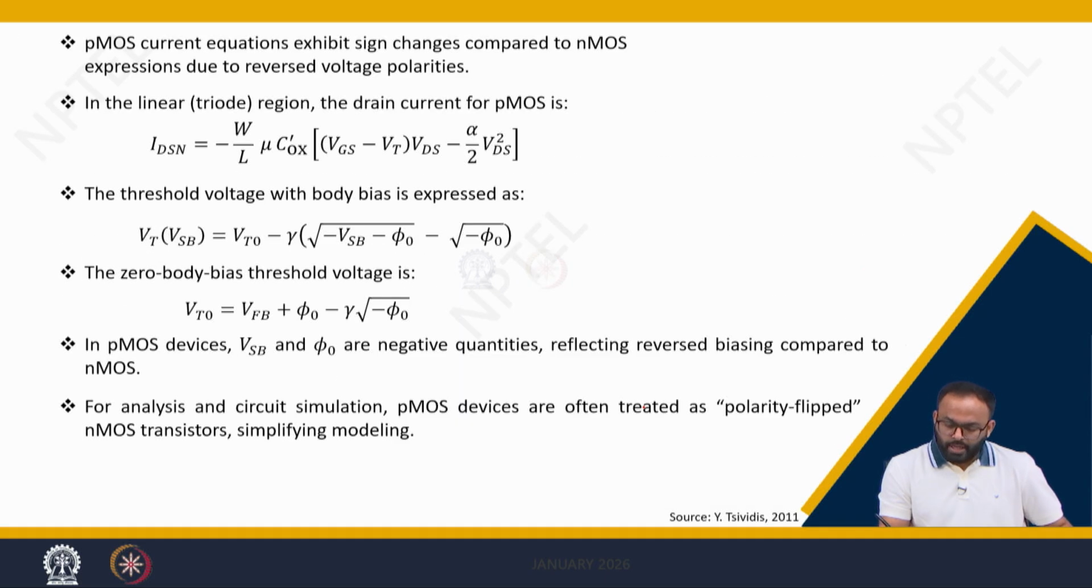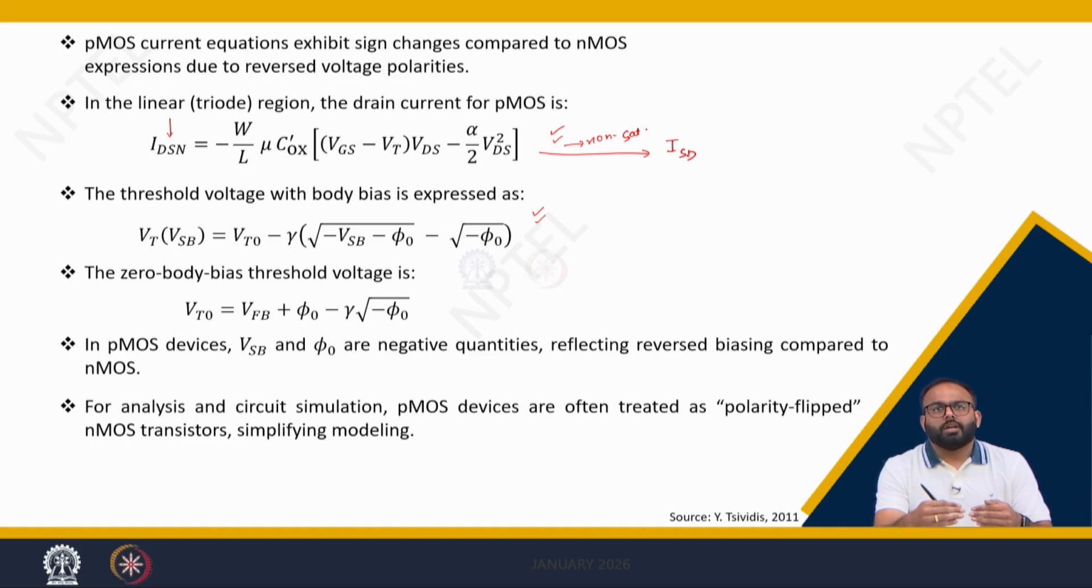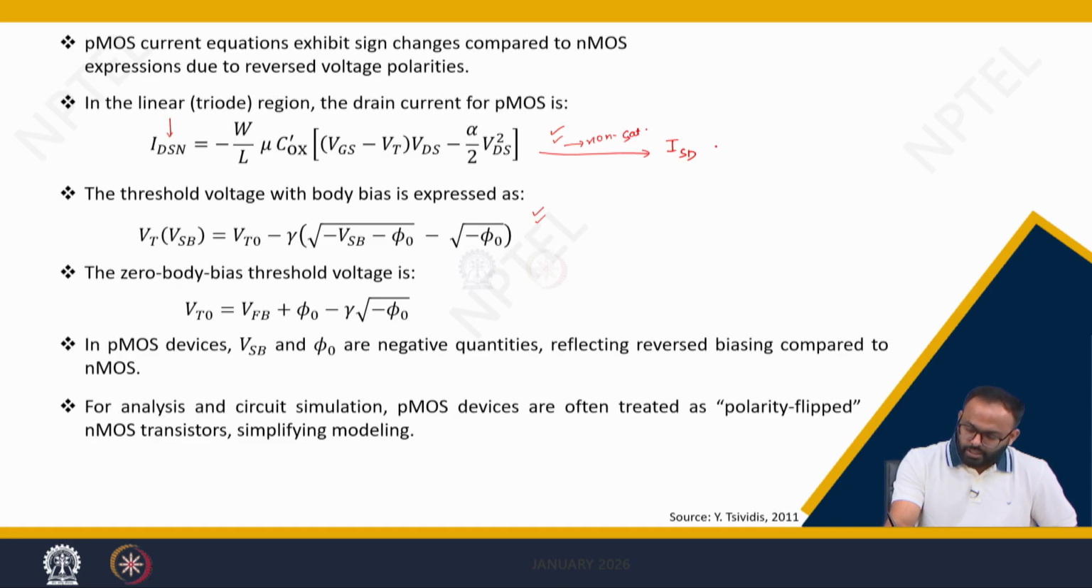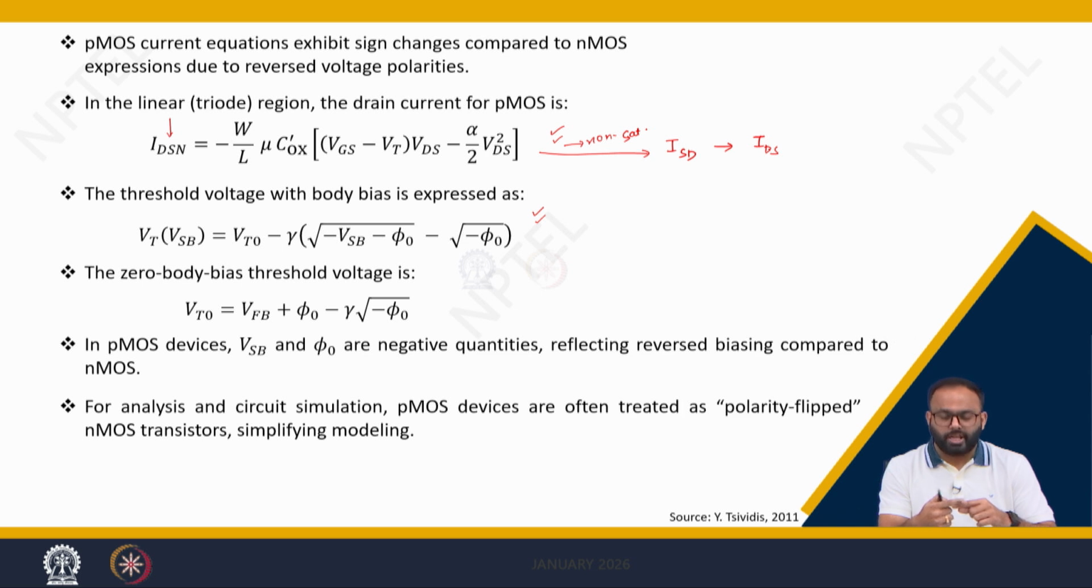What it means is, in general we use the same equations that we derived for n channel MOSFETs. You can see that ID is nothing but W divided by L, mu into Cox into (VGS minus VT) into (VDS minus alpha by 2 VDS square), what we derived for the non-saturation condition for n channel MOSFET. However, it is important to note here, this current should flow from source to drain, but to have a current equation similar to the n channel MOSFET, we are representing it as IDS, drain to source.